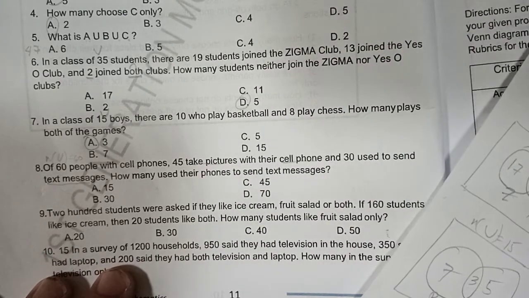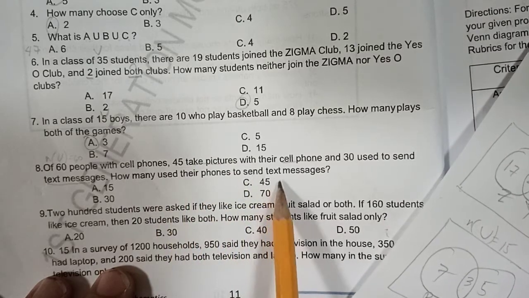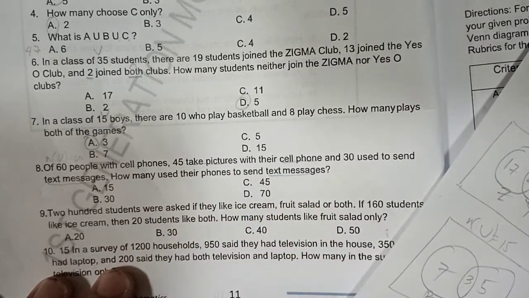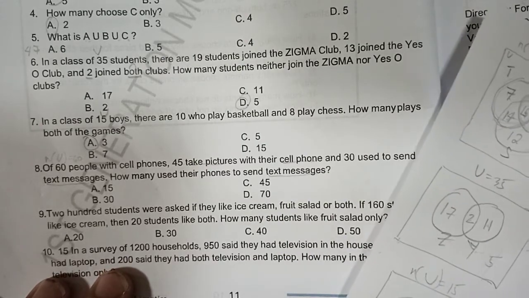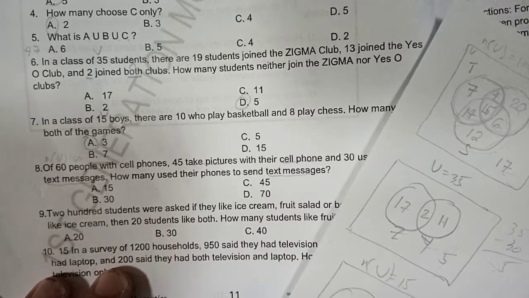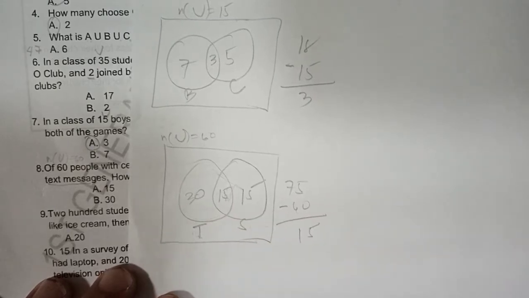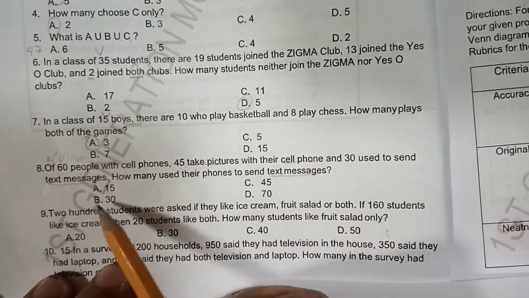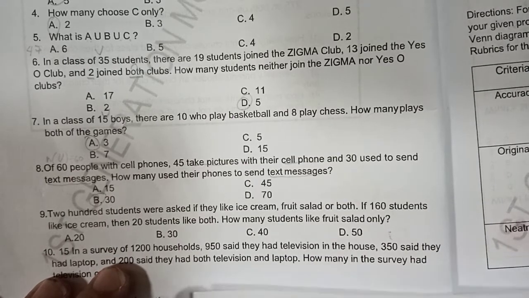Now, what is the question? How many use their phones to send text messages? So what is the answer? There is no "only." So the answer is text messages, 30. The answer is 30. Now next, number 9.